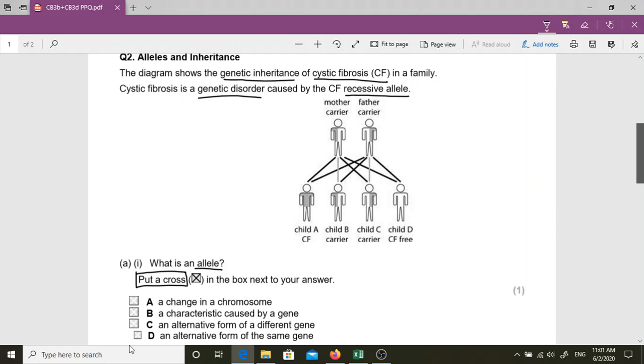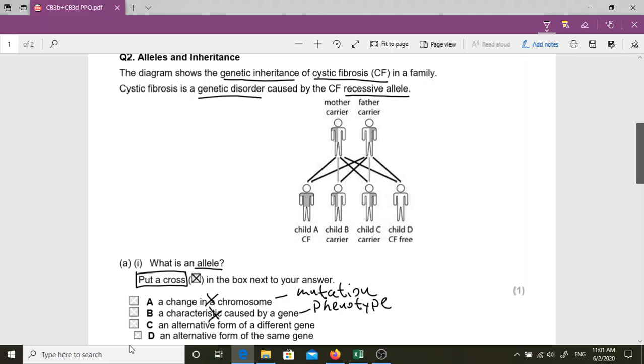Then what we are given as the options for an allele is, first, a change in a chromosome. It can't be this, because this is actually what we would call a mutation, so it's not an allele, it's a mutation. Then a characteristic caused by a gene. It's also not that, because that's what we would call the phenotype, what we see on the outside.